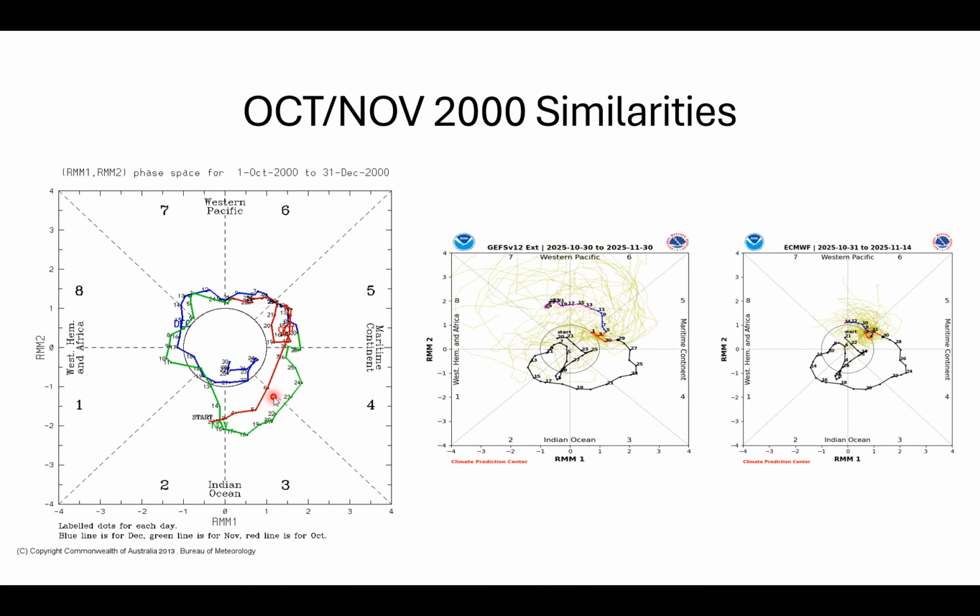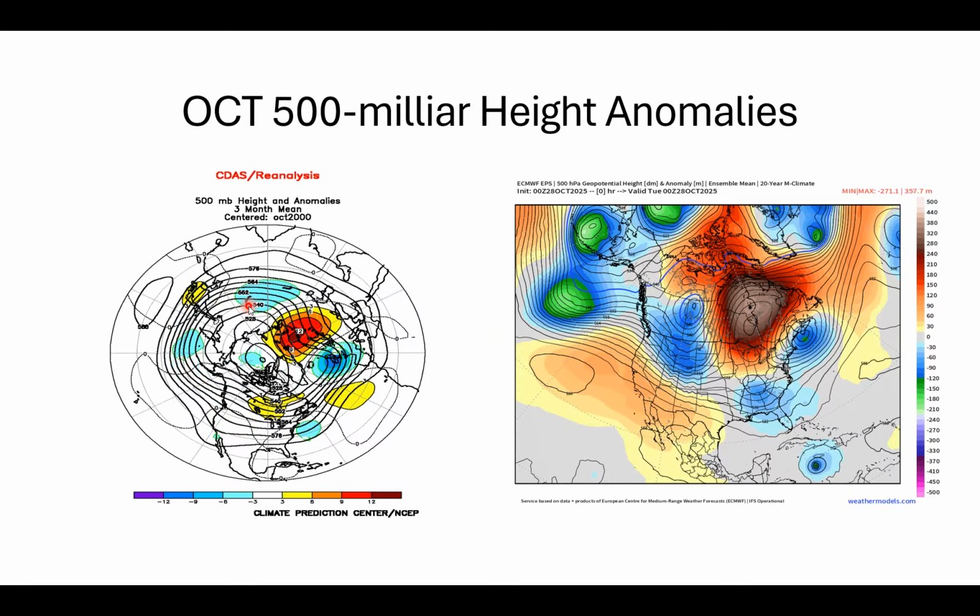How are we transitioning in the MJO right now? Well, we were in 3, 4 and 5. We're in 5 now, and we're working our way into 6 and 7 on both the GEFS V12 forecast and the European forecast here on the right. Same thing happened back in 2000, October through November. We had a similar transition through the different MJO phases, 3, 4, 5, and 6. So I like those similarities.